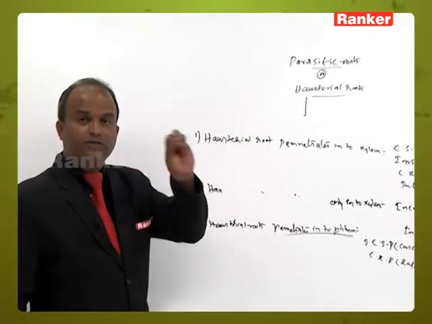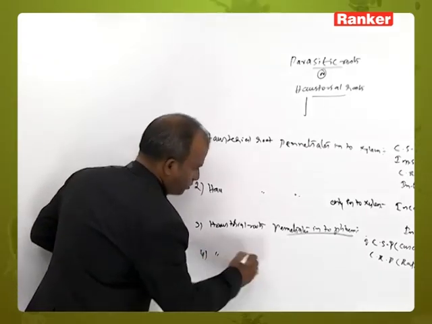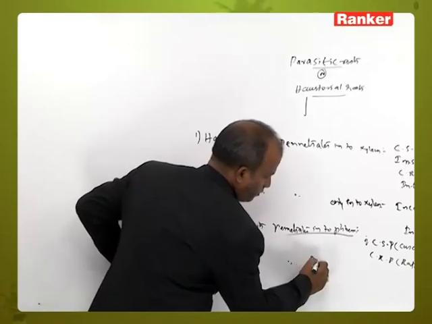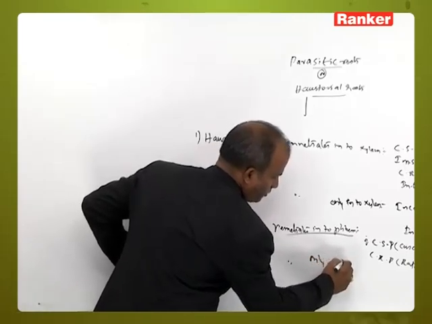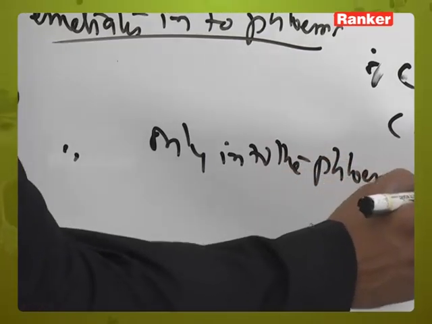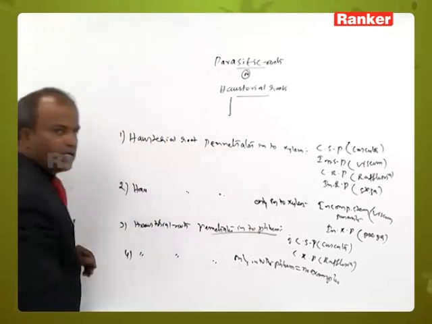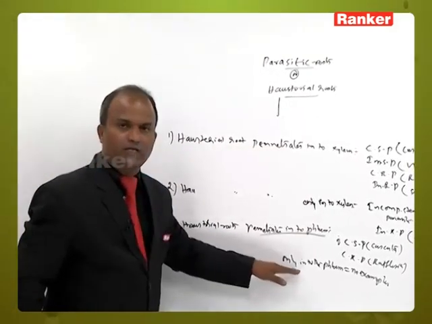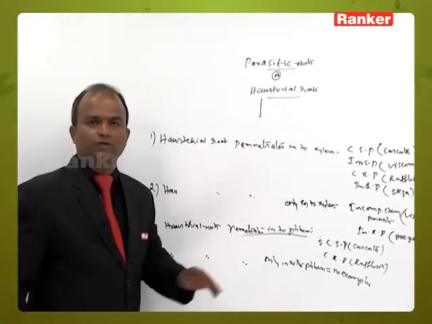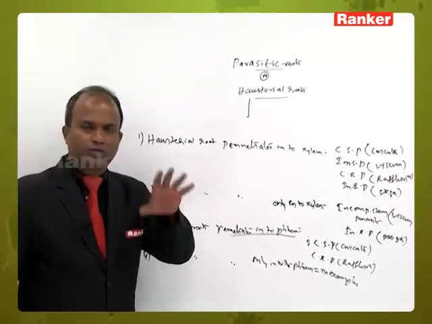Haustorial roots penetrate only into the phloem. There are no examples. Examples cannot be identified where the haustorial roots penetrate only into the phloem. No parasites can send their haustorial roots only into the phloem.